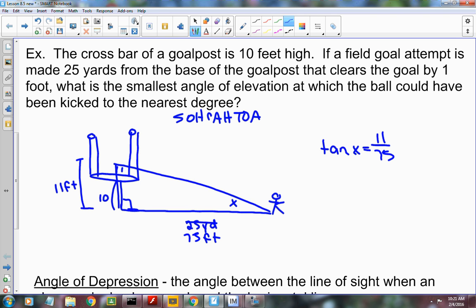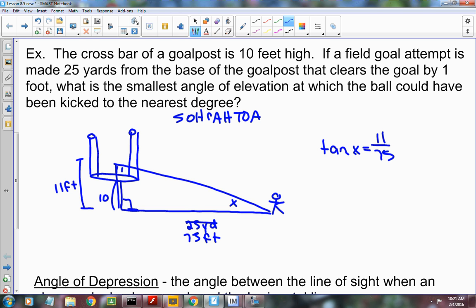Yes. Because it was in 25 yards, and so I had to change it to feet. And there's 3 feet in a yard, so I had to multiply by 3. Yes. Because the goalpost is 10 feet high, and you want to kick it 1 foot above the goalpost, so that's why it's 11. Okay, so am I going to use regular tangent or second tangent?